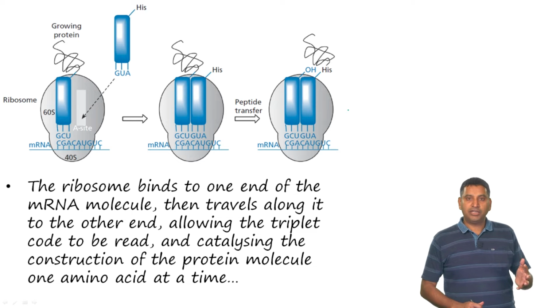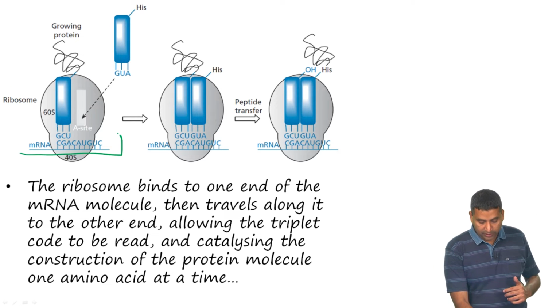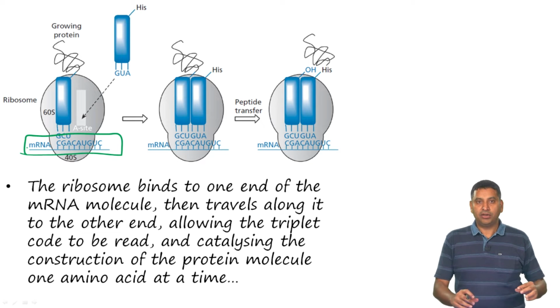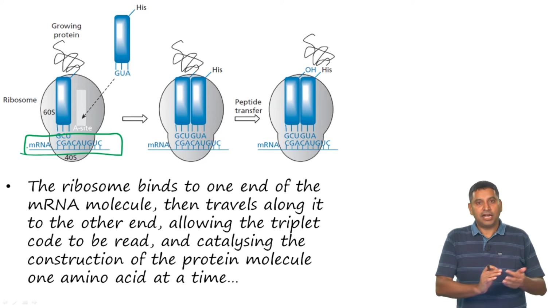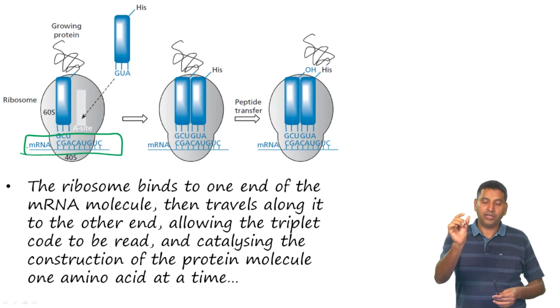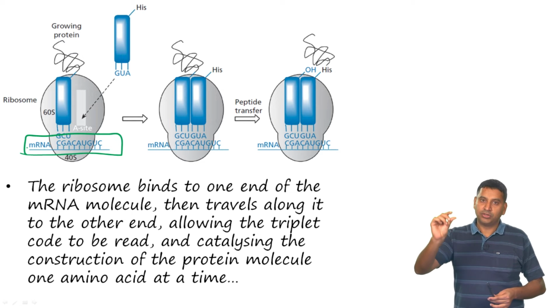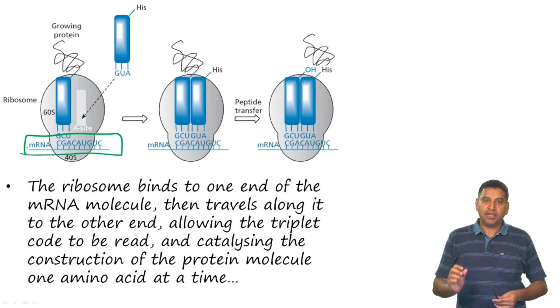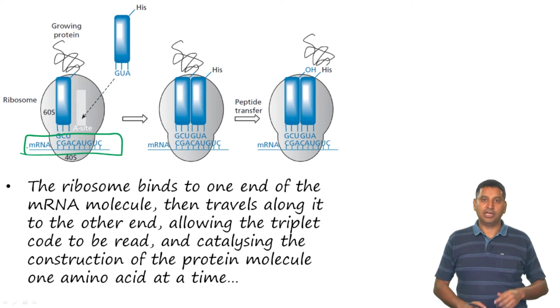The ribosome binds to one end of the mRNA molecule, and then it travels along it to the other end. As we looked at earlier, the information from DNA is in the form of 3 units, called the triplet code. Each triplet code corresponds to a unique amino acid, and therefore the ribosome catalyzes the construction of the protein molecule one amino acid at a time, or one triplet code at a time.